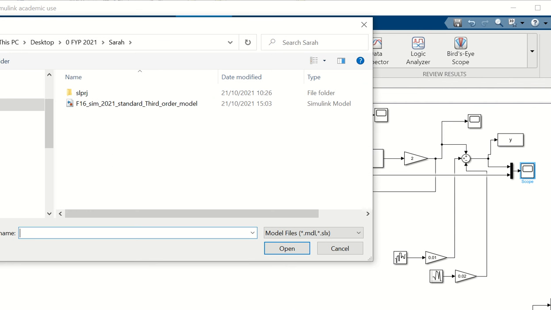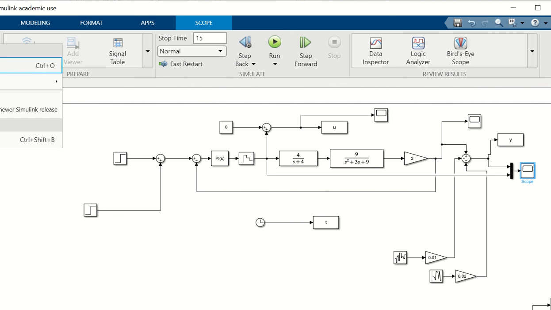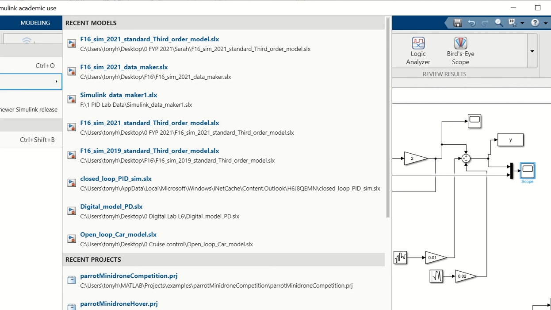Open. No, that's the wrong open. Recent files. It's playing up. Here we go. Try that one, shall we? No, wrong recent file. It's useless Matlab, isn't it? This one.